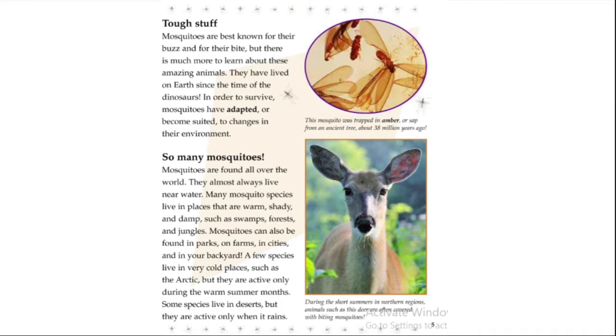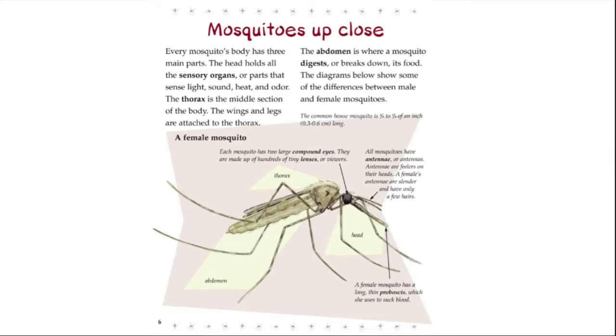So many mosquitoes. Mosquitoes are found all over the world. They almost always live near water. Many mosquito species live in places that are warm, shady, and damp, such as swamps, forests, and jungles. Mosquitoes can also be found in parks, on farms, in cities, and in your backyard. A few species live in very cold places, such as the Arctic, but they are active only during the warm summer months. Some species live in deserts, but they are active only when it rains.